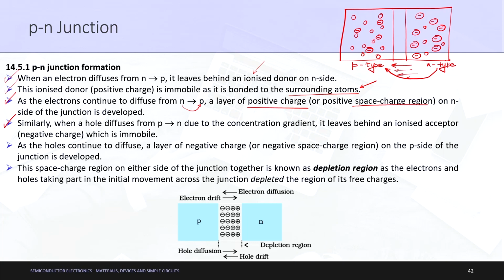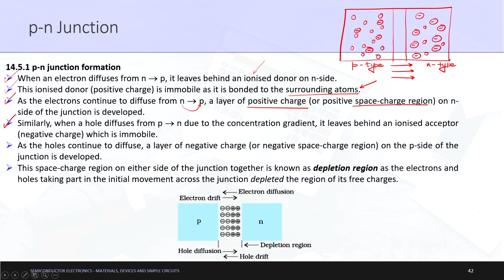Similarly, when a hole diffuses from P to N, let's change the scenario now. So now holes will move from the higher concentration, where it is having higher concentration on the hole side. So it will move from the P side to the N side, and it keeps on moving like this.